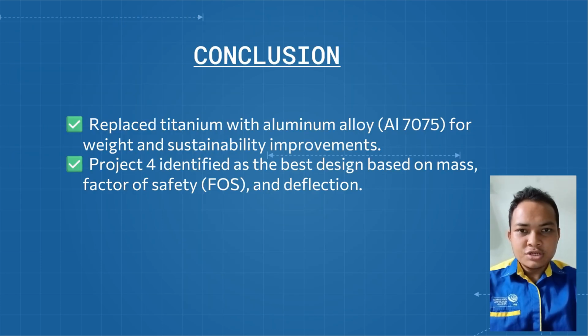So for the conclusion of this aircraft engine bracket project, the key achievement is the material change. When we replace the titanium alloy with the aluminum alloy, it can reduce the weight and also the environmental impact. The best design here is project 4, made by CHEANG, which met all the design targets.